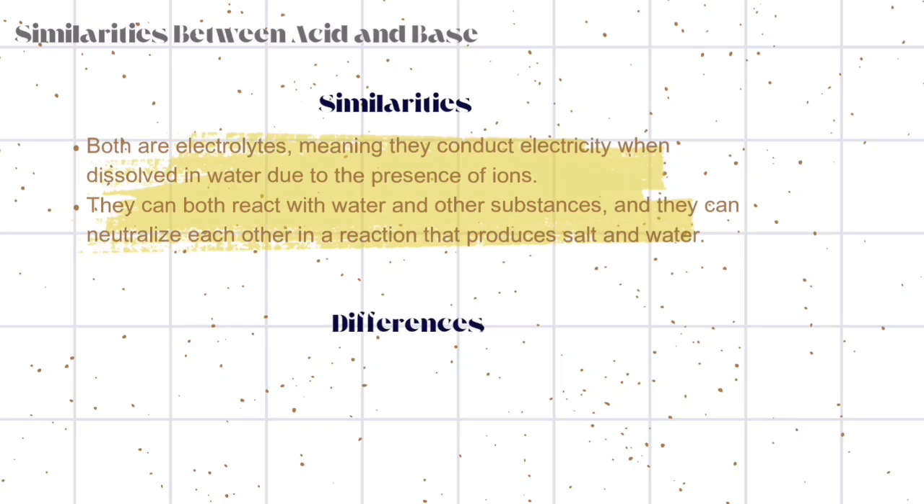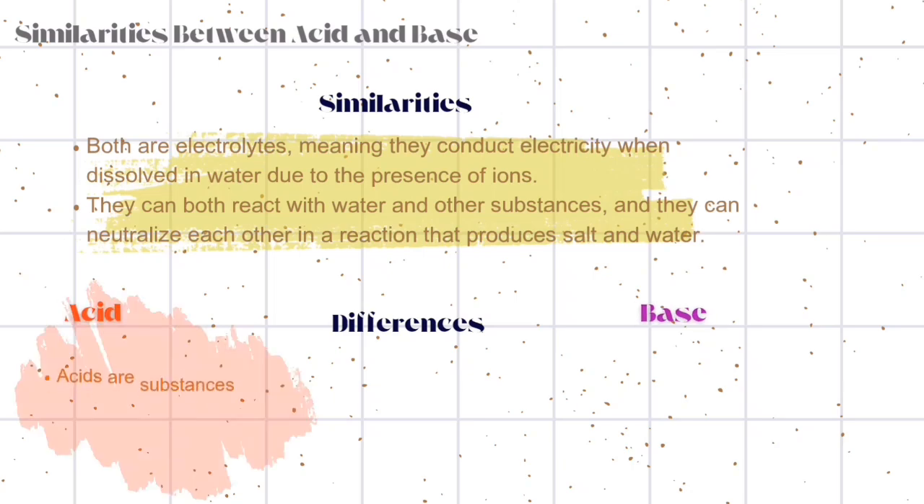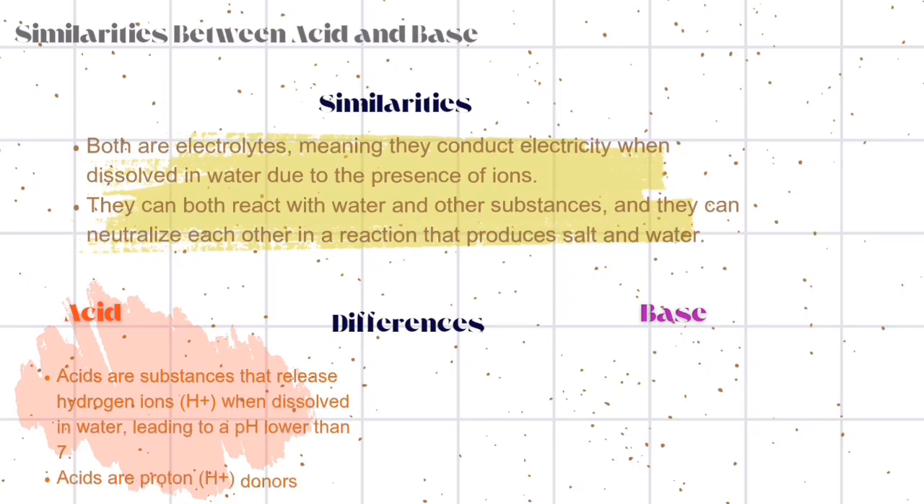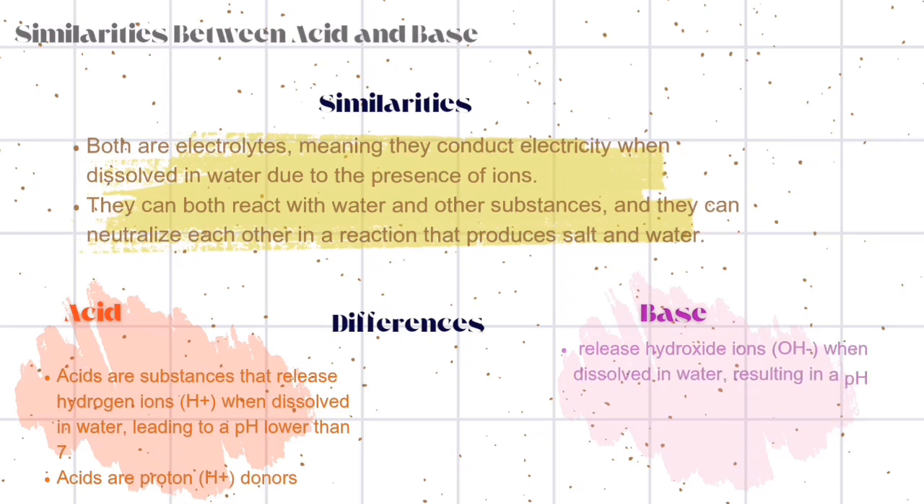The differences between acid and base are: the first one is acid. Acids are substances that release hydrogen ions, H+, when dissolved in water, leading to a pH lower than 7. Acids are proton, H+, donors. Meanwhile, the definition of base is different in KSSM. Base releases hydroxide ions, OH-, when dissolved in water.